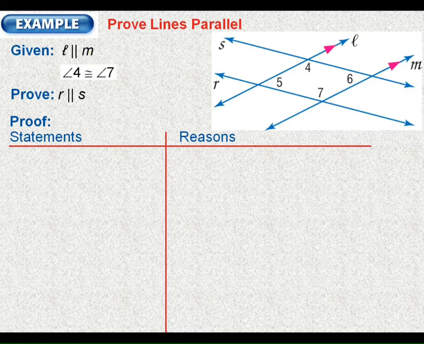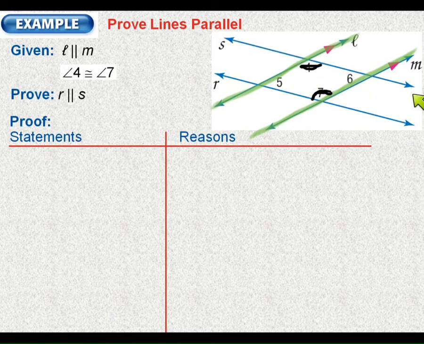Parallel. Given L is parallel to M, so they marked it with those arrows. So those two lines are parallel. And also given angle 4 is congruent to angle 7, so I'll put a little tick mark in both of those. Prove that R is parallel to S.